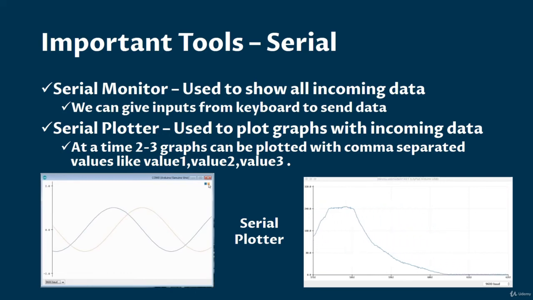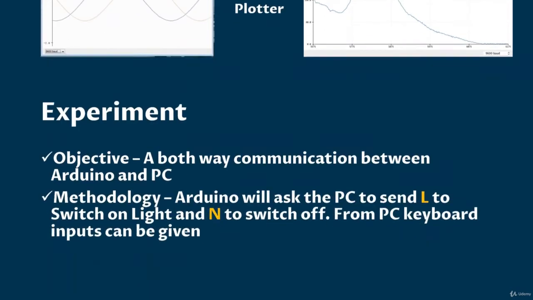There is a tool called serial plotter, which plots graphs with incoming data. At a time 2-3 graphs can be plotted. Suppose you have 3 sensors and you are reading these sensors and sending the values to the PC in comma separated value format, like sensor 1 value, comma, sensor 2 value, comma, sensor 3 value, and you are sending this as a string. Then these comma separated values can be decoded and plotted using the serial plotter. So this is an important tool. I'll show you how to use serial plotter with some sensors.